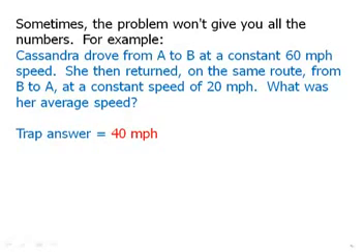Of course, the trap answer is just averaging 60 and 20. That would be 40. So it is true that 60 plus 20 divided by 2 is 40. That's how you'd find the average of those two numbers. But for speeds, we cannot find an average speed just by averaging the individual speeds. So that is a trap answer.